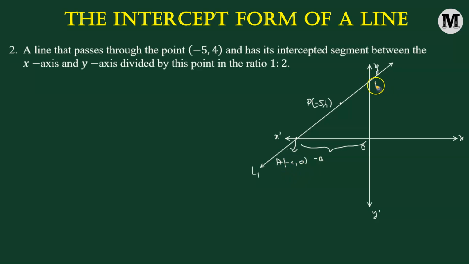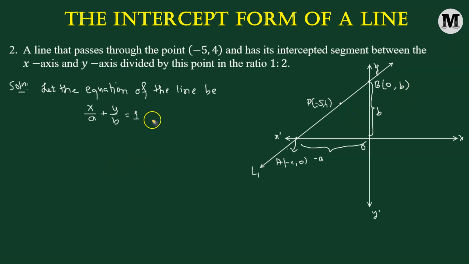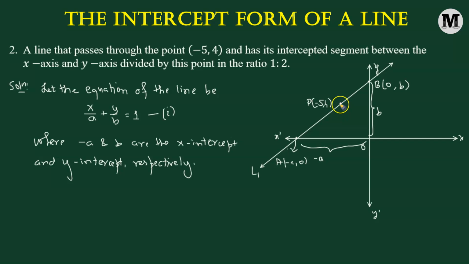Then the y-intercept, which is going to be denoted by b. So let's say this is the y-intercept b, that's going to be positive, and the coordinate of the point of intersection on the y-axis by the line is given by (0, b). Okay, so we are supposing that the equation of the line is given by x over a plus y over b equals 1. That's the intercept form of the line, where -a and positive b are the x and the y intercepts. Now the way we have chosen the line passing through the point P is such that it is going to divide the line segment AB into the ratio 1:2 internally.